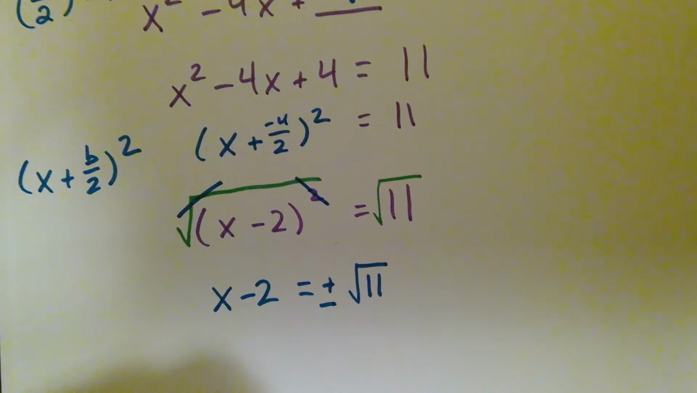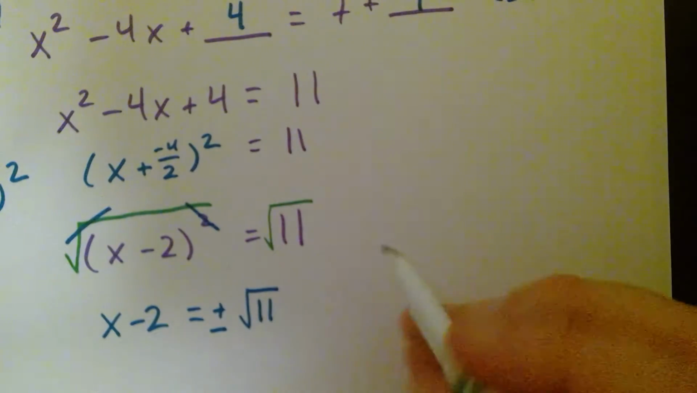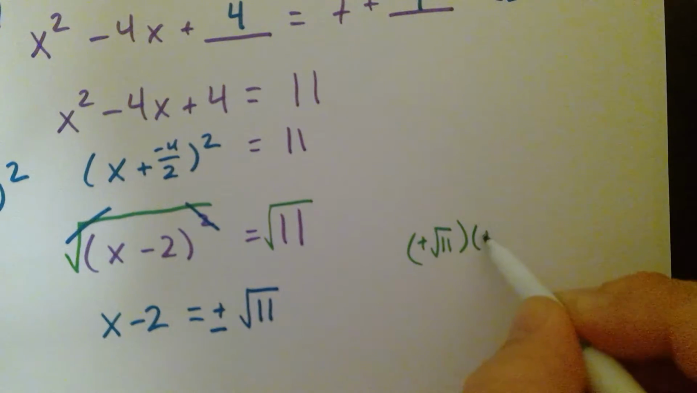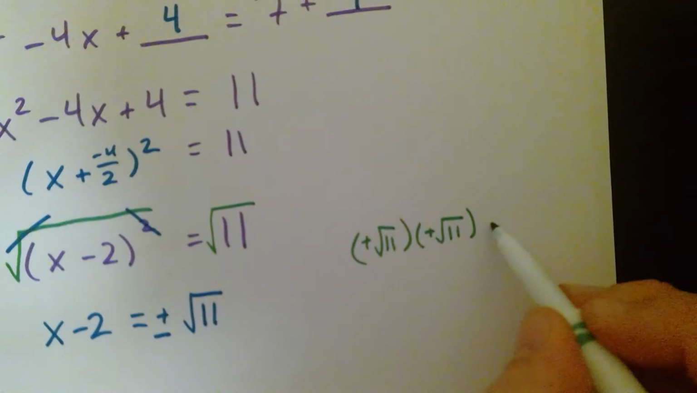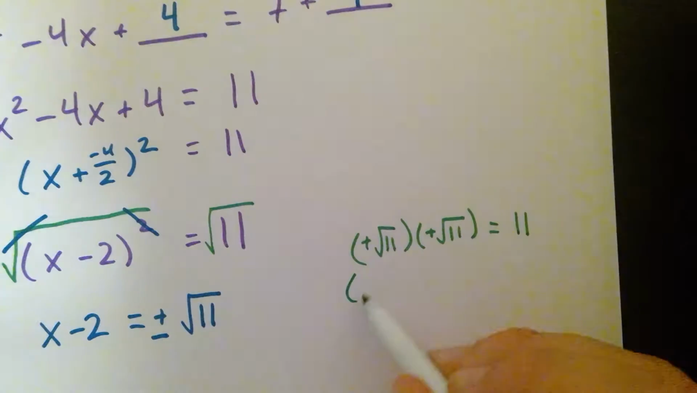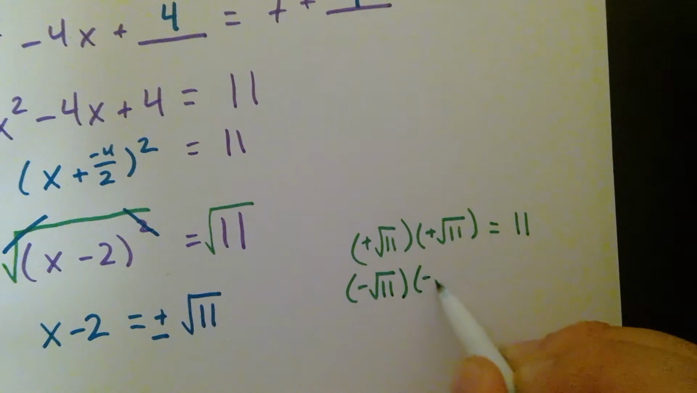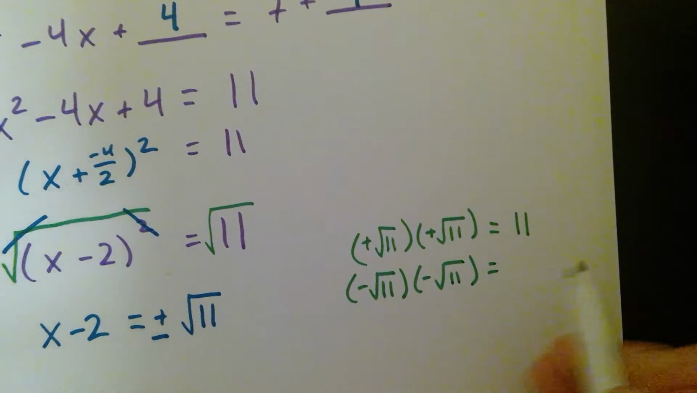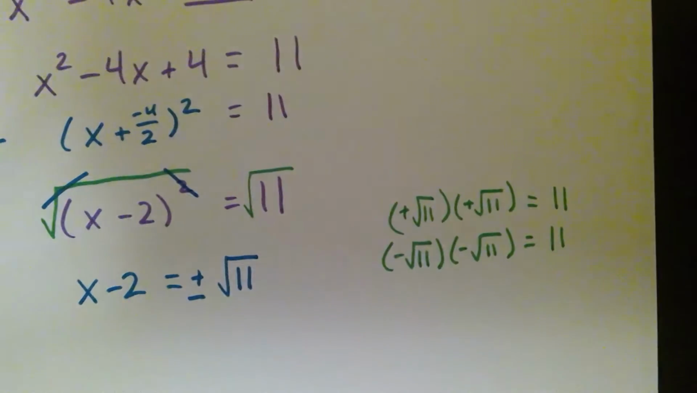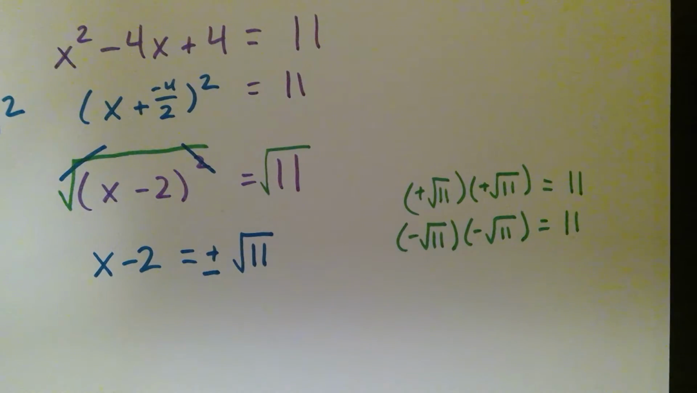And I'm sure you're saying, why, Mr. Herman? Why do we need to have two answers there? That's a great question. If we were to square these two numbers, positive square root 11 times positive square root 11 gets us 11. If we said negative square root 11 times negative square root 11, that equals 11, because a negative times a negative gives us a positive. We have to have both of those answers because both of them would get us that original 11.